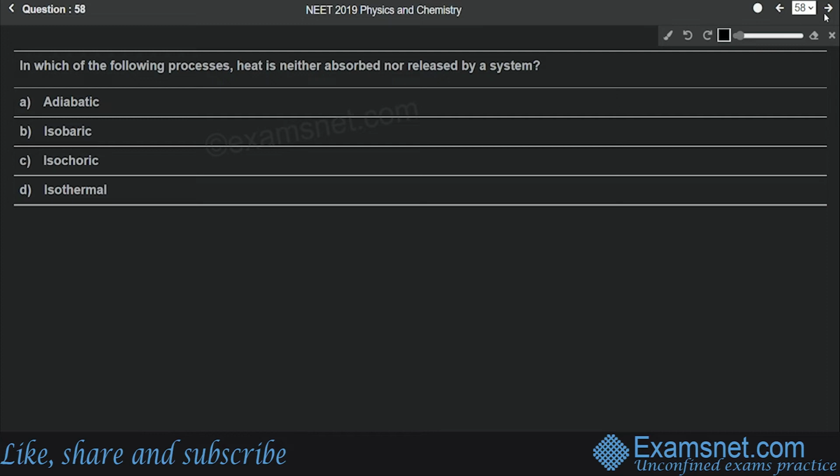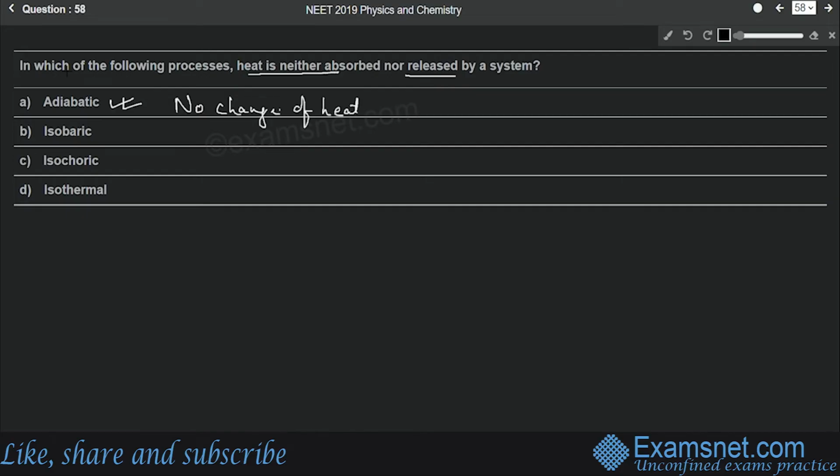Question number 58 is from the chapter Thermodynamics, and the question is: in which of the following processes is heat neither absorbed nor released by a system? So it is a very simple and direct question. We know that in the case of an adiabatic system, heat is neither absorbed nor released. So no change of heat takes place.